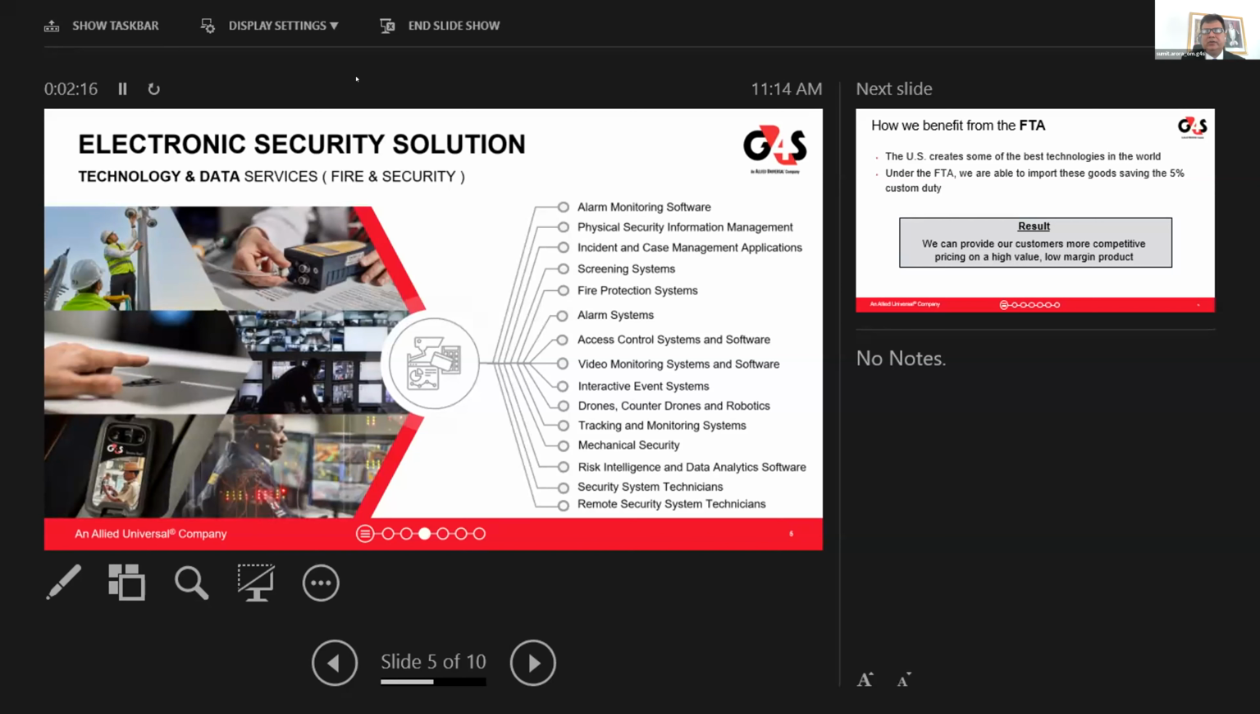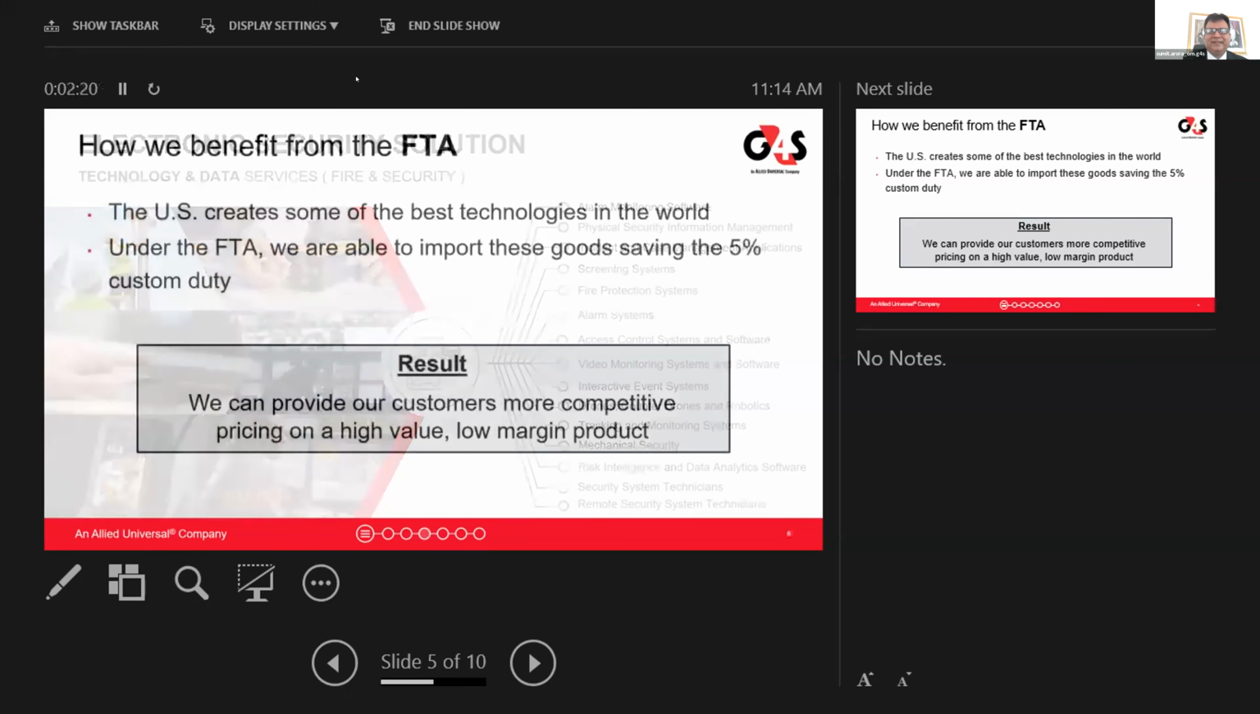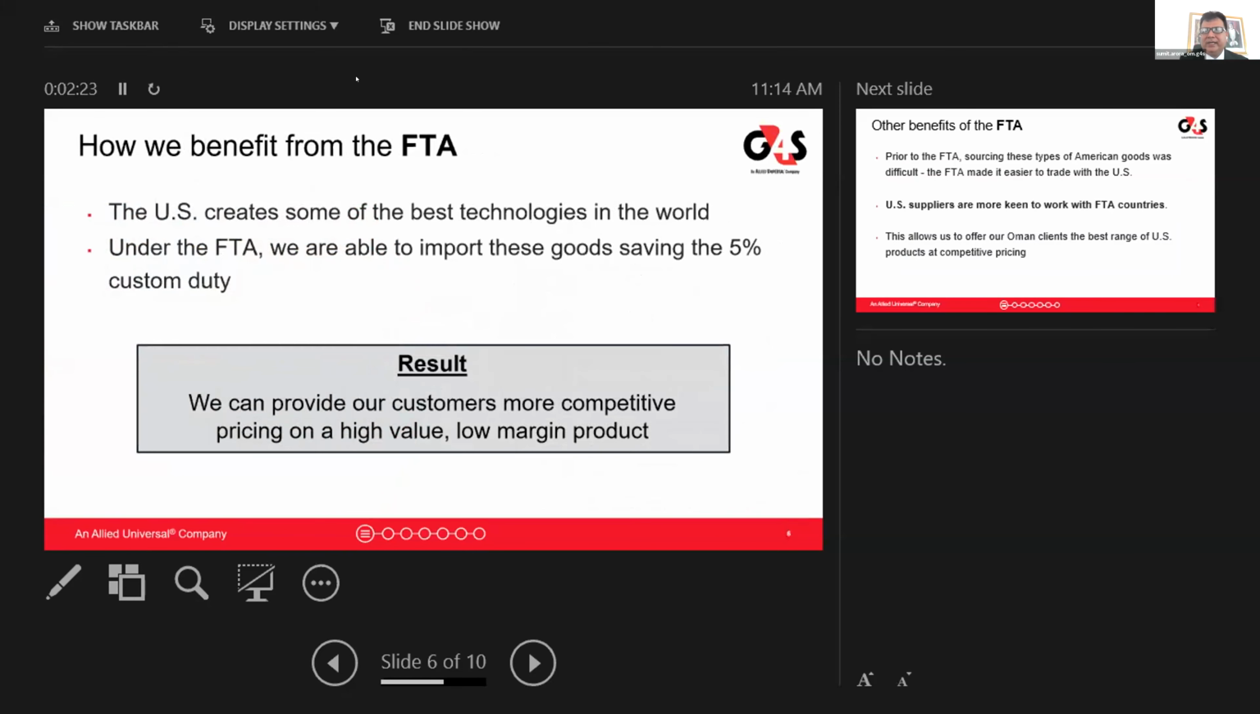So without any further ado, I would like to move straight to today's topic. Although an FTA between two countries has far more reaching benefits for both the countries, like financial, cultural, political, tourism, etc., today's scope of the case study is limited to only benefits related to companies like us who import electronic security goods to meet their daily business needs. So straight to the topic, how do we benefit from this FTA?